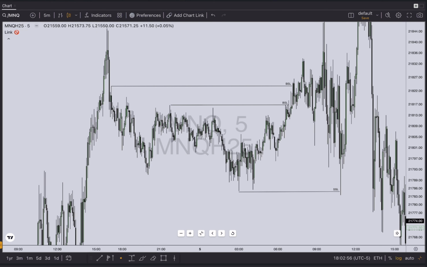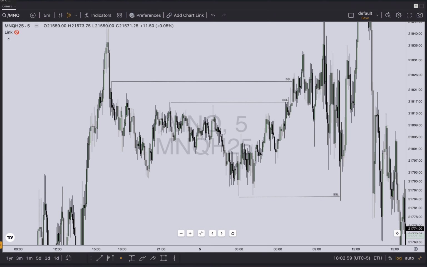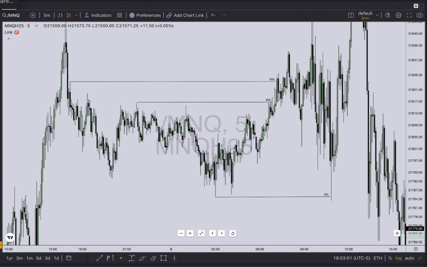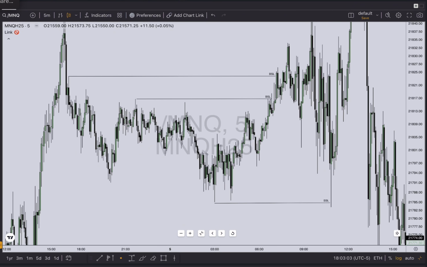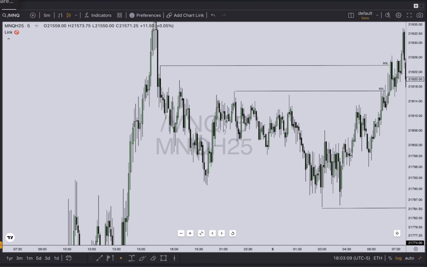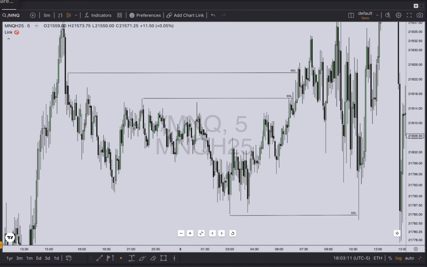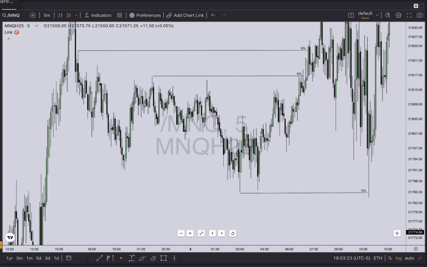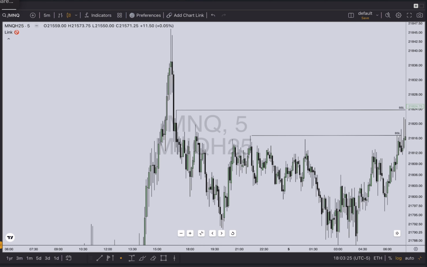First of all, the first form to find liquidity is double tops, double bottoms, or equal tops, equal bottoms, even triple tops, triple bottoms. So in this image, in this region, we have multiple areas of double tops and double bottoms, or equal highs, equal lows, same thing.